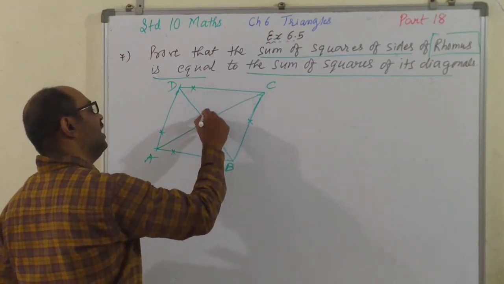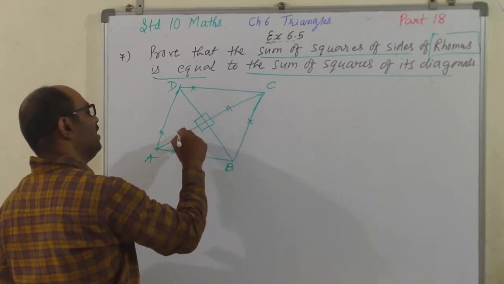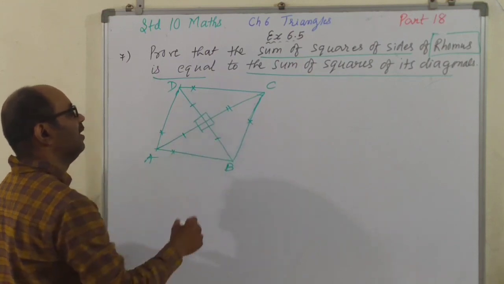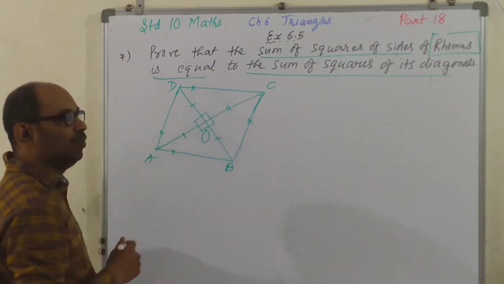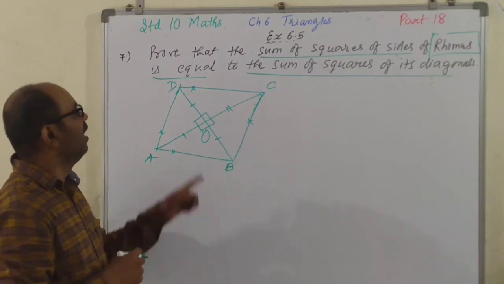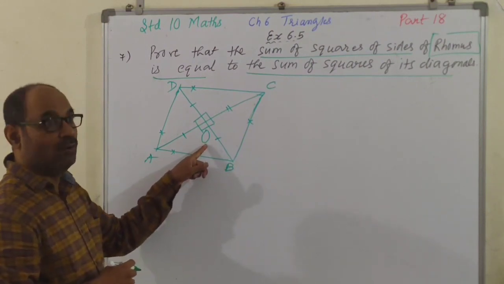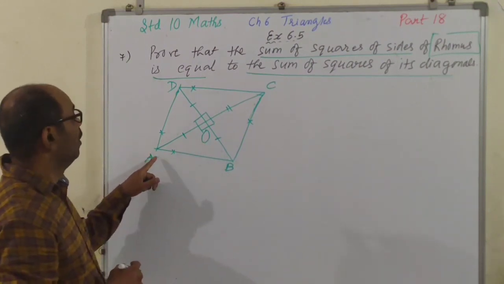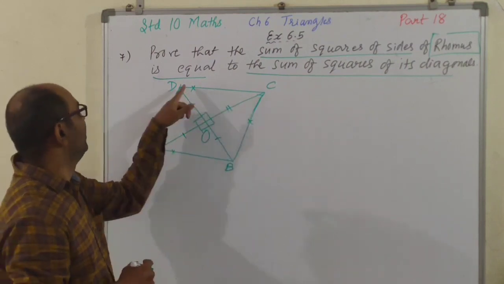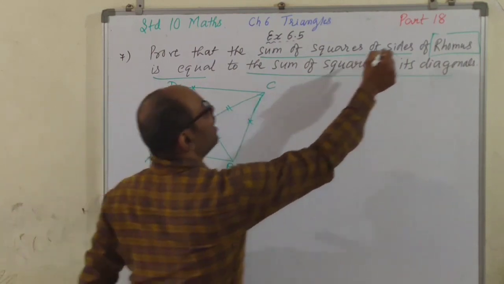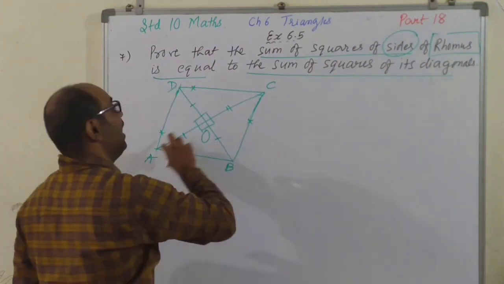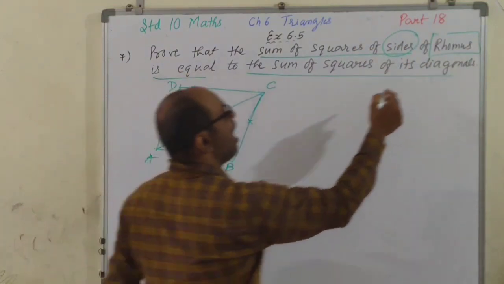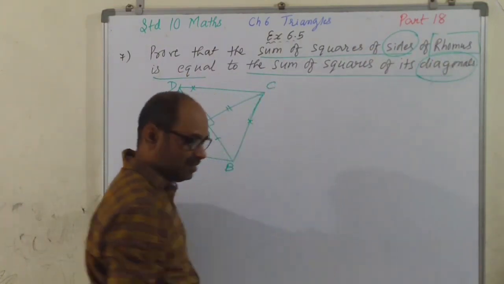Now you should not forget this. They bisect each other at right angles. Let's say this point is O. Let the diagonals bisect each other at point O. So AB, BC, CD and AD are the sides, and AC and BD are its diagonals.